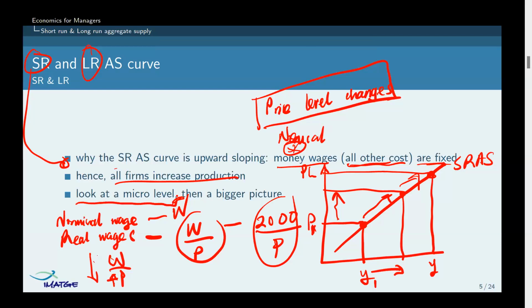If you want to understand this better, just look at a micro level or at a company level. The prices of output that the company is selling are going up, but the costs are held constant. The company will respond to this by increasing production. You understand that? But now, in the long run, answering the question that was asked before, why do we have a vertical aggregate supply curve in the long run?